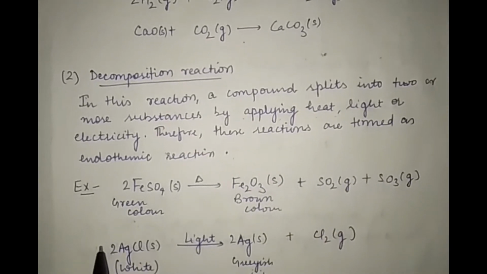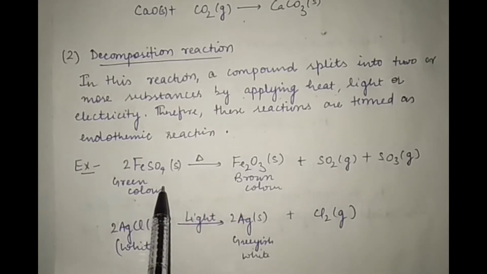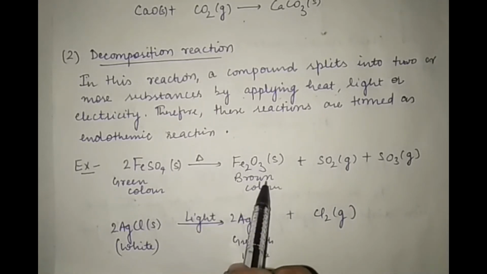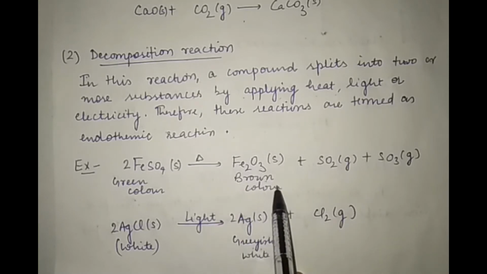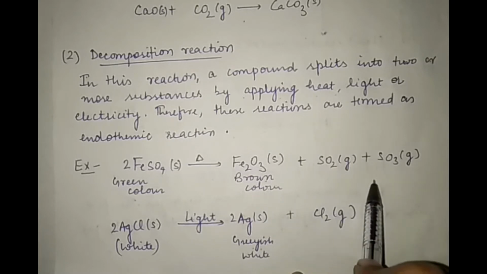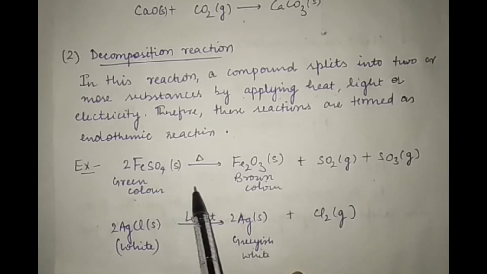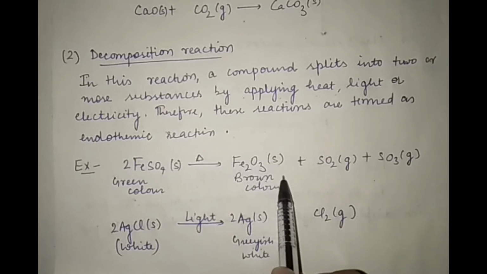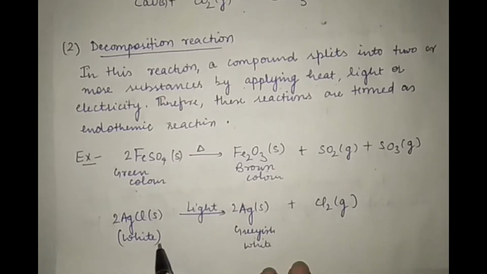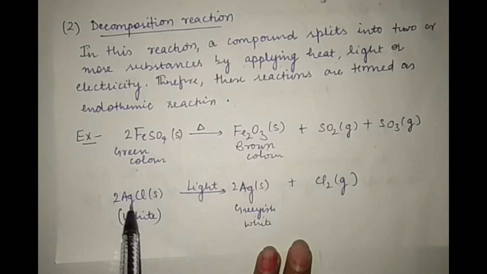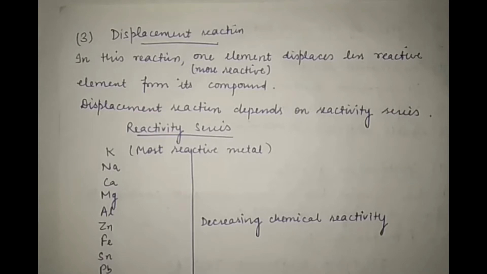The example of decomposition reaction is when ferrous sulfate is heated, it converts into Fe2O3, that is ferric oxide, plus sulfur dioxide and sulfur trioxide. Here the green color of ferrous sulfate changes to brown color on heating. The next example is the conversion of silver chloride into silver plus chlorine gas. Here this decomposition of silver chloride takes place in the presence of light, where the white color silver chloride changes into grayish white silver metal.